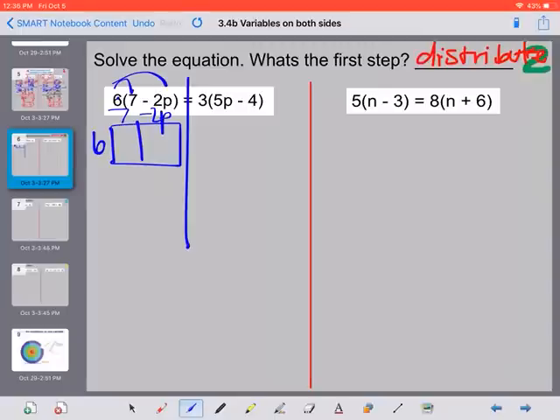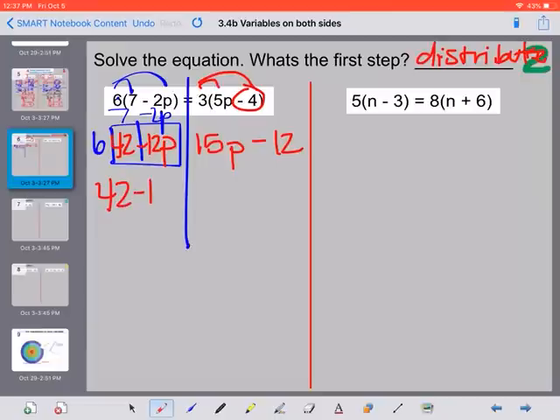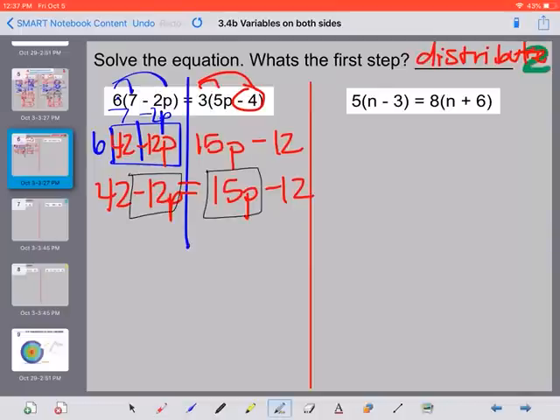7 minus 2p. 6 times 7 we're multiplying is 42. 6 times a negative 2 is a negative 12, and it's multiplied by p. If you want to draw the box, you can, but otherwise 5 times 3, 3 times 5 is 15p. And then 3 times a negative 4 is a negative 12. So we have 42 minus 12p equal to 15p minus 12. If you notice, we have letters on both sides. We have a negative 12p and a positive 15p. I like to move the smaller one to keep everything positive, so I'm actually going to add 12p, add 12p.